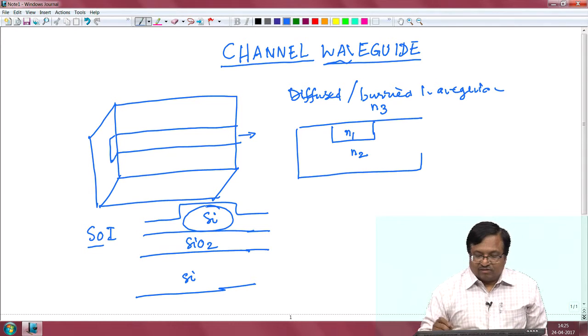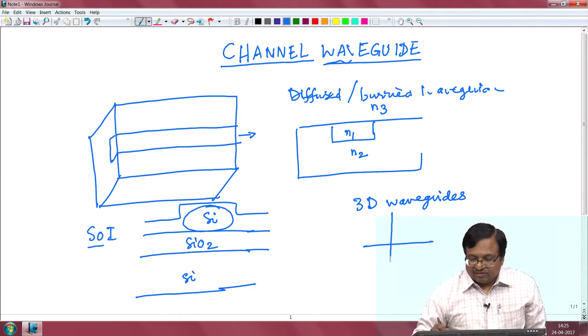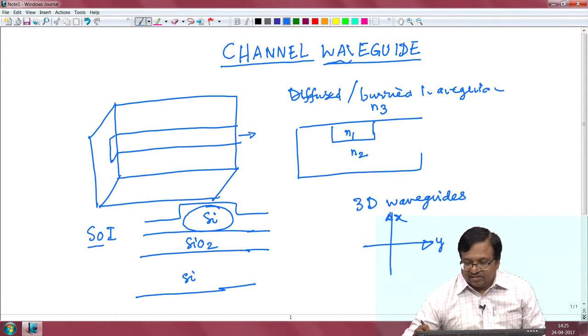All these are channel waveguides, or 3 dimensional, they can be called 3D waveguides, because the light is confined in both x as well as y directions. Maybe let us call this y and this x. We will reserve x for the depth direction and y for the width direction, and the propagation direction is z.